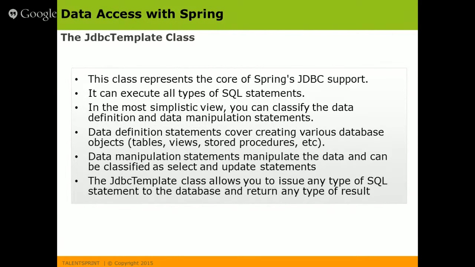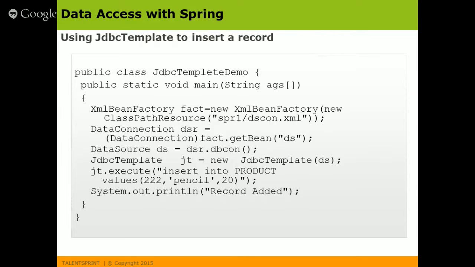Because of this JDBC template class, it will take care of everything like establishing the connection and handling exceptions. So these kinds of things we can perform. Let us see how we can implement the JDBC template. See, it's a normal configuration we are performing in the Spring framework. XmlBeanFactory is equal to new XmlBeanFactory, new ClassPathResource XML.